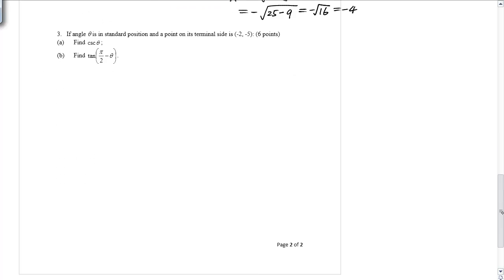Last problem. Again, if angle theta is in standard position and you are given a point on its terminal side, you're asked to find cosecant theta and tangent of half a pi minus theta. So again, let's do a little sketch. So now you already know that this angle theta is given in the standard position with initial side, and one point on its terminal side has coordinates -2 and -5. That's your x and y. So this point right here has coordinates -2, -5.